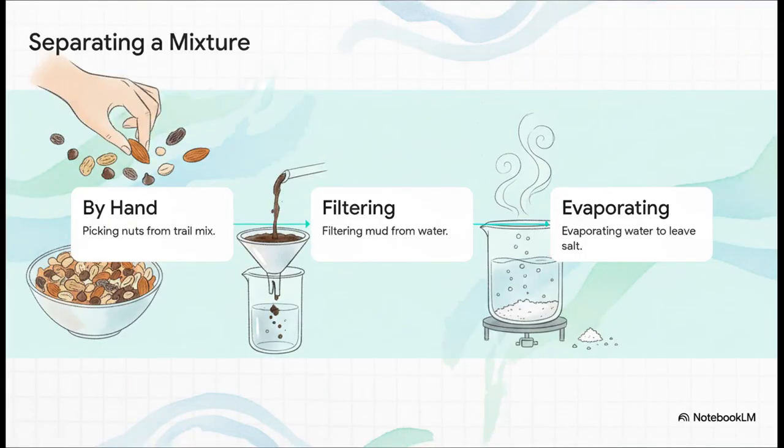And what does that look like in real life? Well, it means you can literally pick the almonds out of your trail mix. It means you can pour muddy water through a filter and get clean water out. You can even boil salt water, let the water turn to steam, and you'll be left with pure salt. It's like sorting Legos by color. You can't unscramble an egg, that's a chemical change, but you can always unmix a mixture.